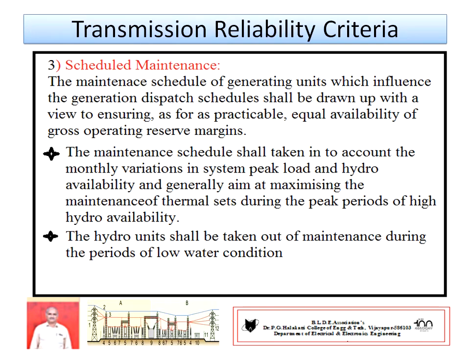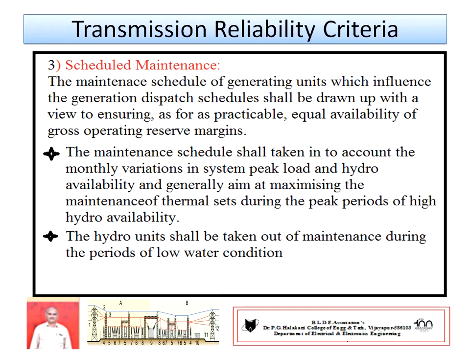Next one, scheduled maintenance. It is already well known that the power system is also one of the industries. In any industry, maintenance will affect the performance and its output. Here also better management, better maintenance is very much essential to provide uninterrupted power supply and quality power supply. The maintenance schedule of generating units which influence the generation dispatch schedules shall be drawn up with a view to ensuring practicable and equal availability of gross operating reserve margins. The maintenance schedule shall take into account monthly variations in system peak load and hydro availability.